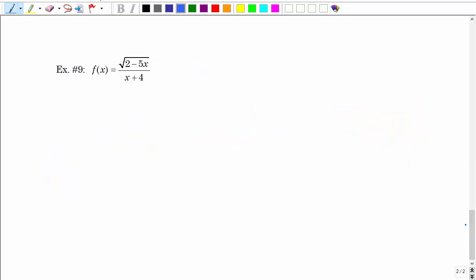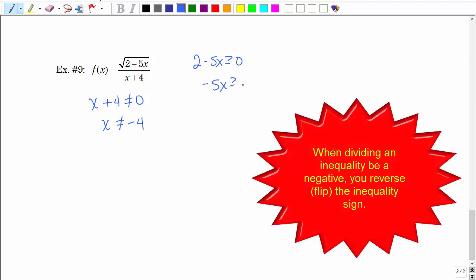So let's practice that one more time, or better yet, pause the video and you practice it and then come back. So again, we have that radical and we have the denominator. So x cannot be -4, and let's see, I subtract 2 and divide by -5, so I have to flip that inequality.